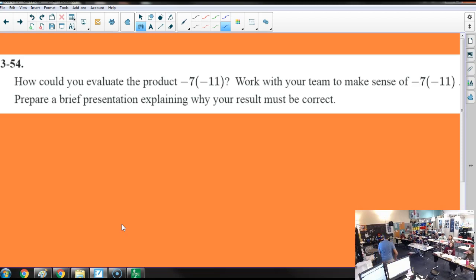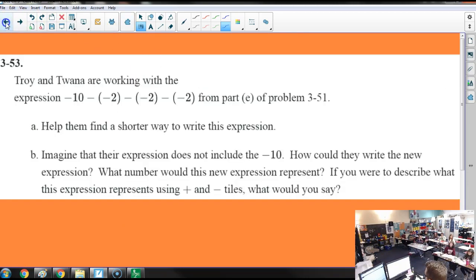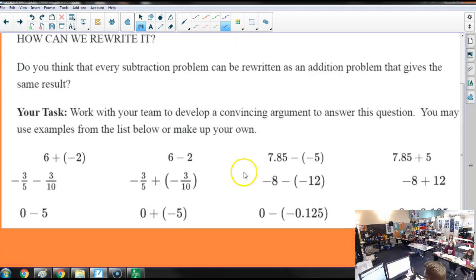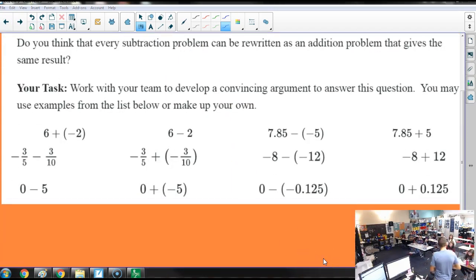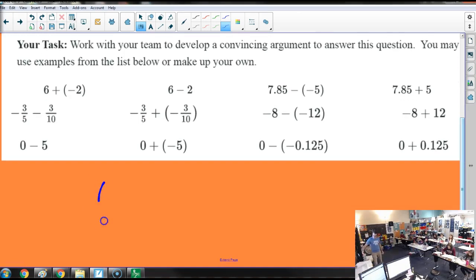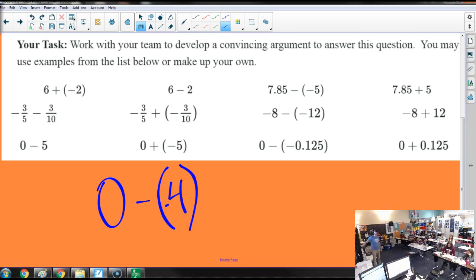So they were talking as teams about whether or not subtraction can always be turned into addition. So, was that Araya? Since you finished my sentence, do you want to go ahead and talk to that? In this problem, I said yes, it could always be changed because you can just change it to its additive inverse. Okay, so give me an example that you wrote. 0 minus negative 4. How'd you change that? I changed it to 0 plus 4.